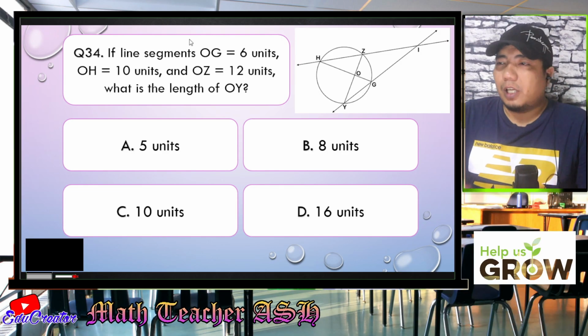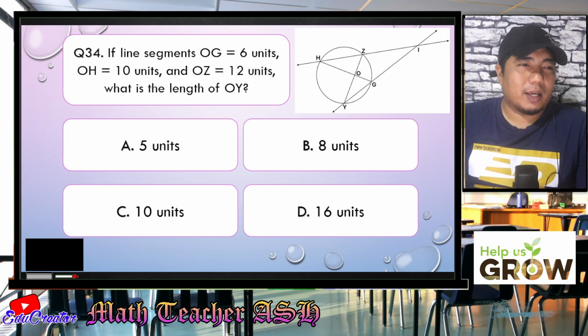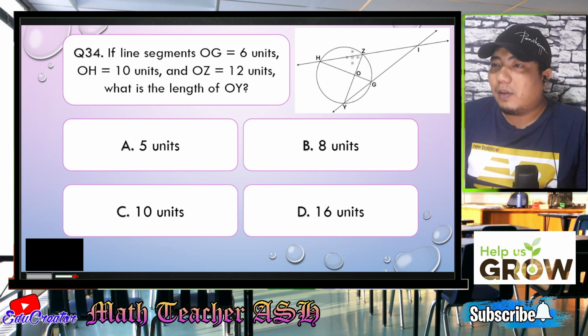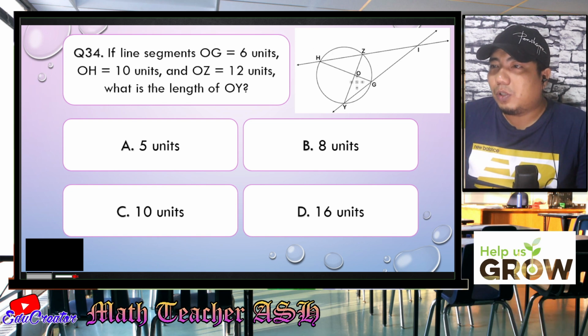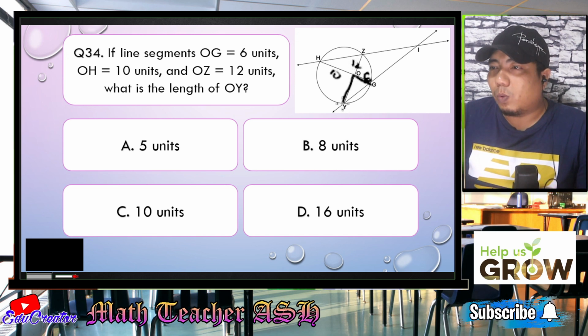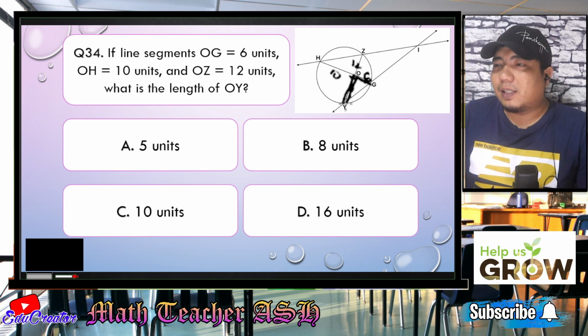Alright, math learners, in order for us to solve this one, again, we need to have our given. We have OG, that is 6, this segment here. Then, we also have OH, this one, which is 10. Therefore, we have OZ, this is 12. Now, the question is, what is this line segment here?